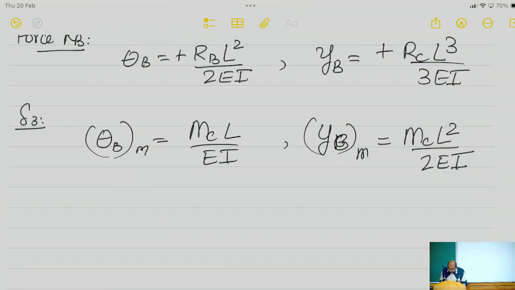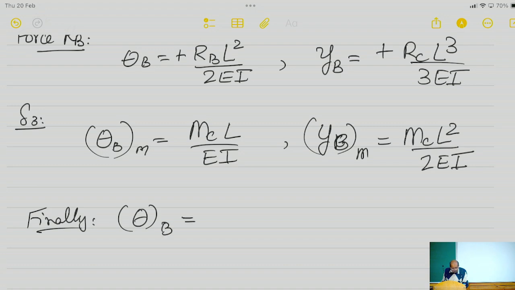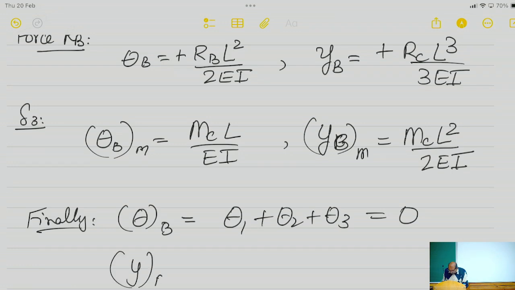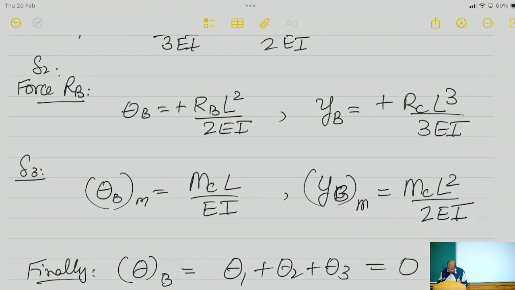So finally, theta at B is equal to theta 1 plus theta 2 plus theta 3 is equal to 0, and y at B. Are there any questions on this?